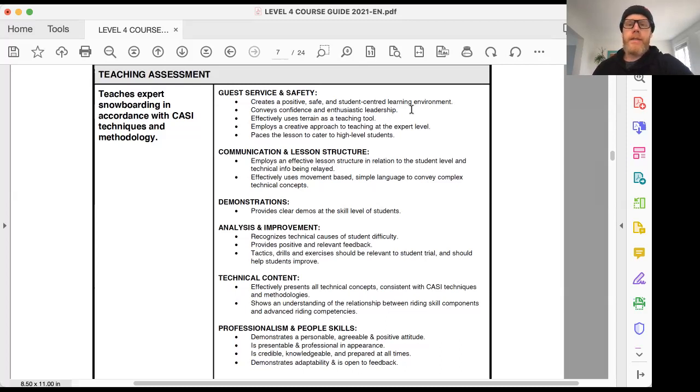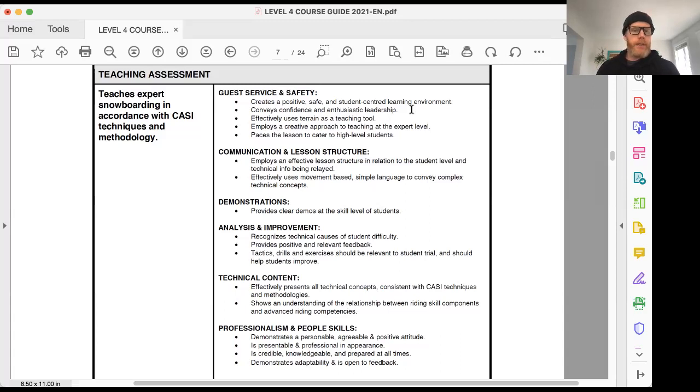Effectively uses terrain as a teaching tool. So really the level 4 certification and the teaching exams specifically, it's a refinement and even a creative variation level assessment. So we're looking for you to be able to apply those basics of good teaching and show that you've got a mastery of them to the point where you can start to add your own variation to it. So using terrain as a teaching tool is a really important part of that. Being able to look around at what you've got available to you to work with on the run or the part of the mountain that we ask you to teach in, and start to incorporate that into your lesson.